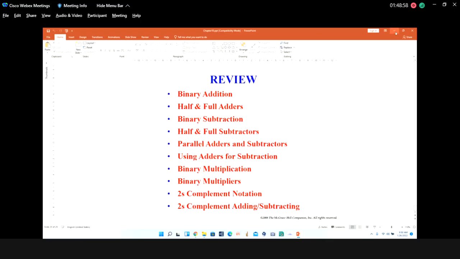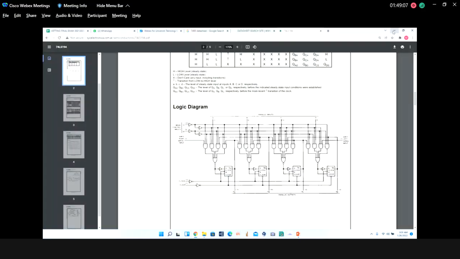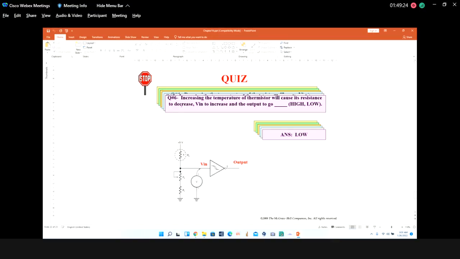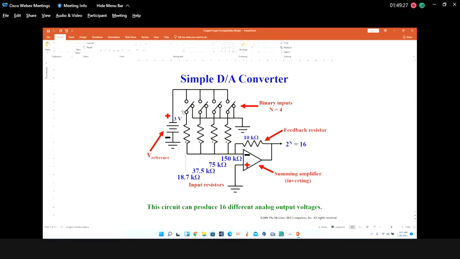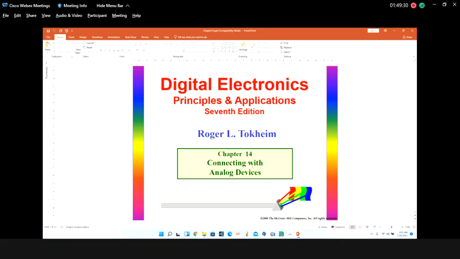I think maybe we need to have one more class, and then finally we can summarize what we learned for the whole semester. The final one is related to connecting with analog devices. You have digital output and you want to connect to analog devices, and it is in chapter 14.